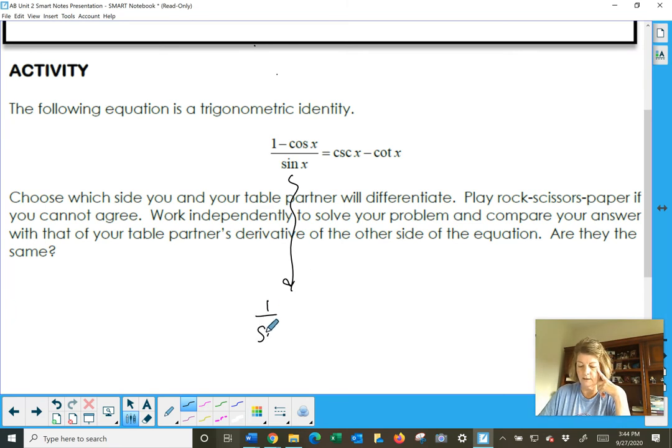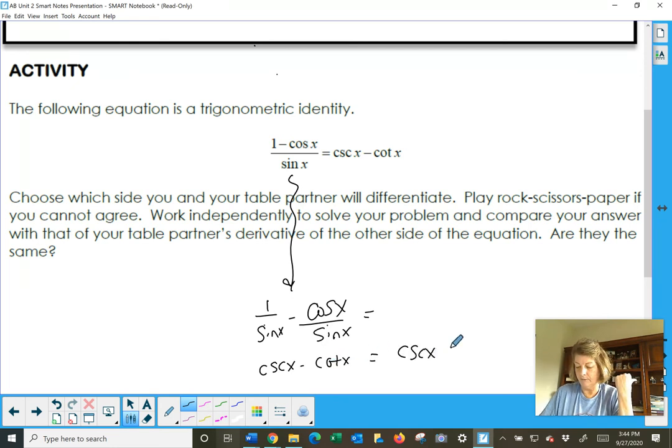Do you see it? 1 over sine x. I just can't help myself. Cosine x over sine x. Split up those common denominators. And this is 1 over sine, which is cosecant x. Cosine over sine is cotangent x. And I just proved what we were asked to prove. Those are fun. All right.